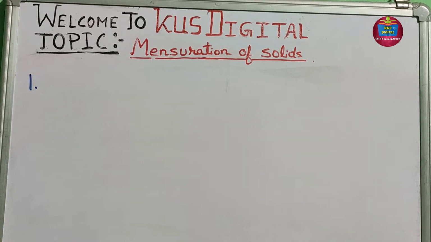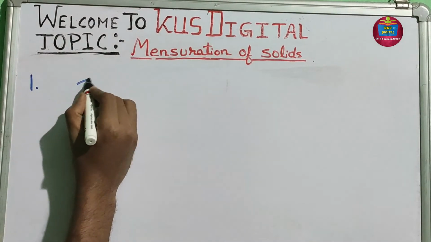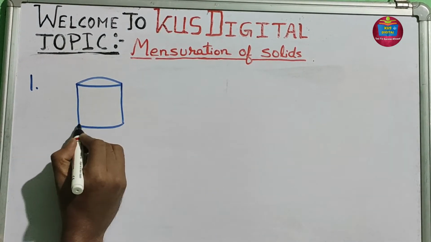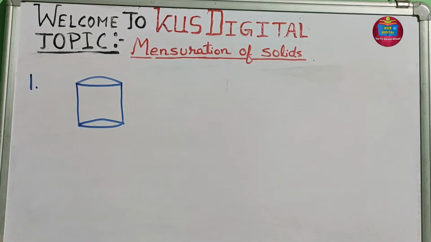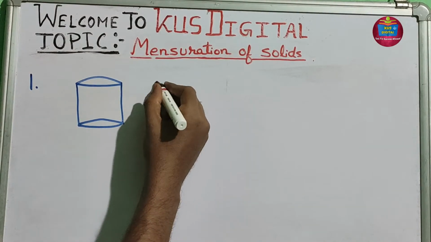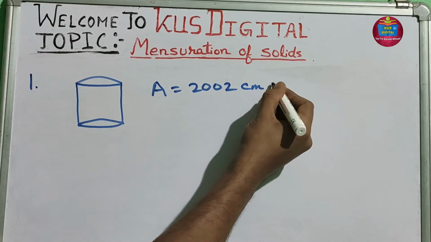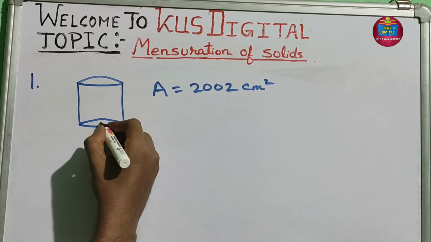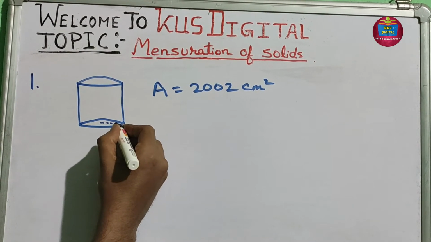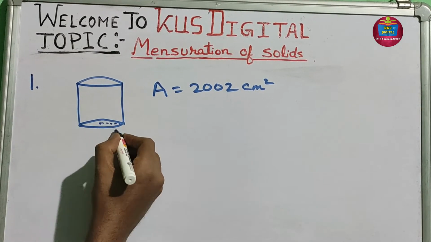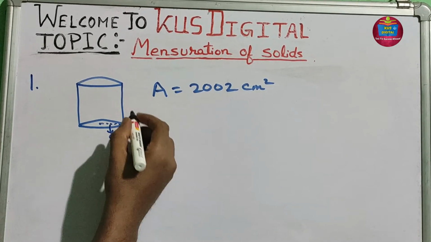The whole surface area of a cylinder is given as 2002 centimeter square. So this is a cylinder. Now the whole surface area is given as 2002 centimeter square. So A equals to... this is the radius of the base. The midpoint. So the whole is the diameter, this is the radius, this is the height.